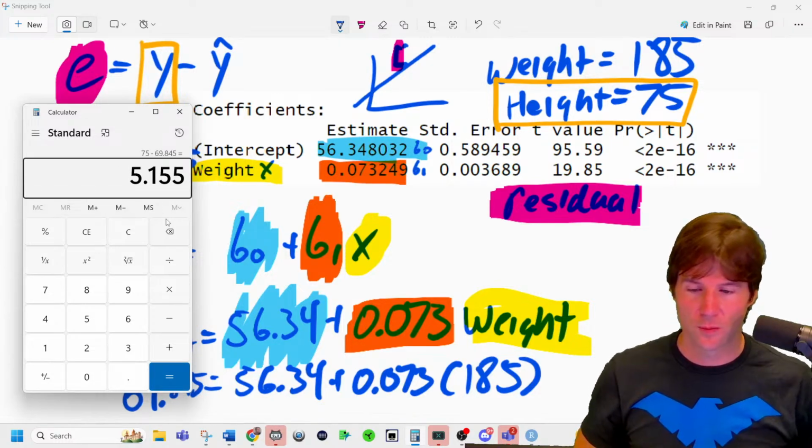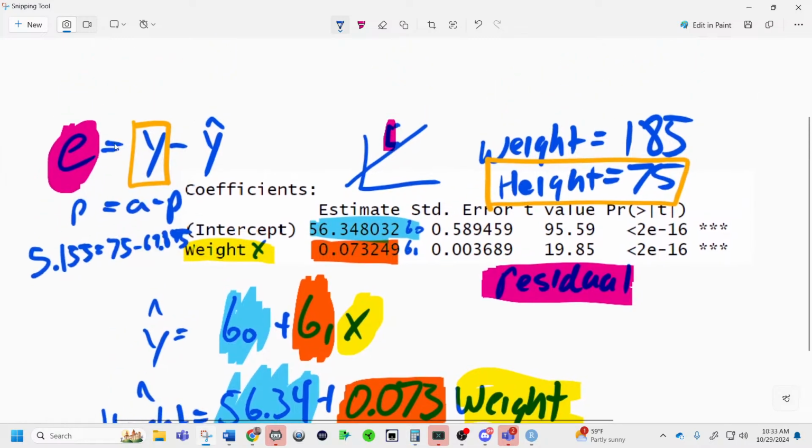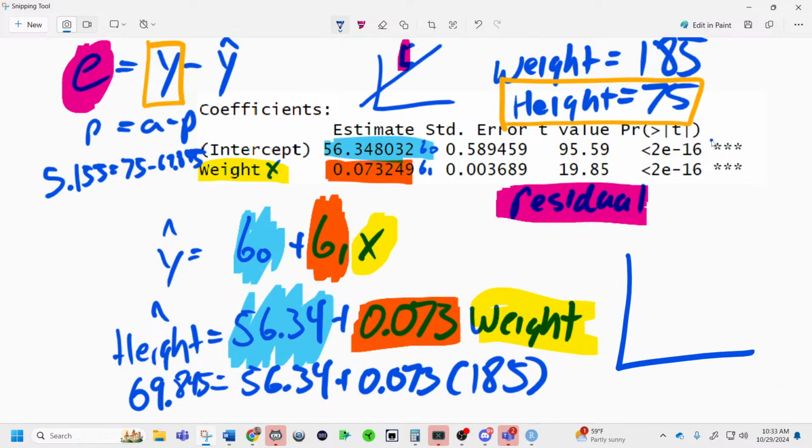So what does that residual mean? I'm going to draw it over here again. What does this residual here mean? Can anyone tell me what it means that Brian has a residual of that? Because there's Brian right here. Here's Brian's residual. So what does that mean?